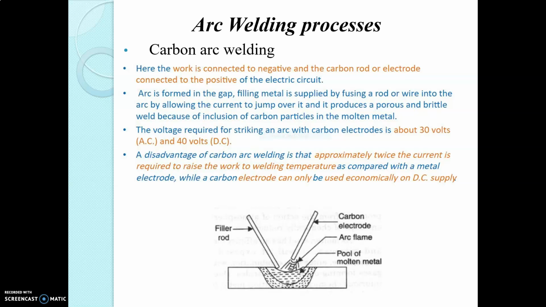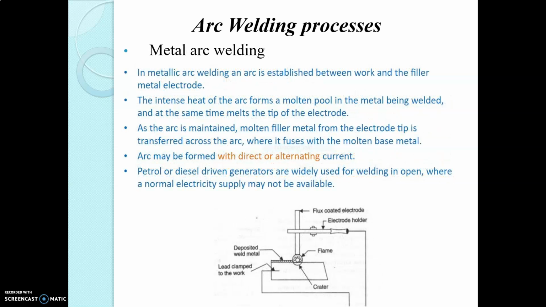Carbon arc welding is used in modern industries for welding materials like cast iron, steel, copper, bronze, aluminium, and also for the rough cutting of metals. So this is all about carbon arc welding.